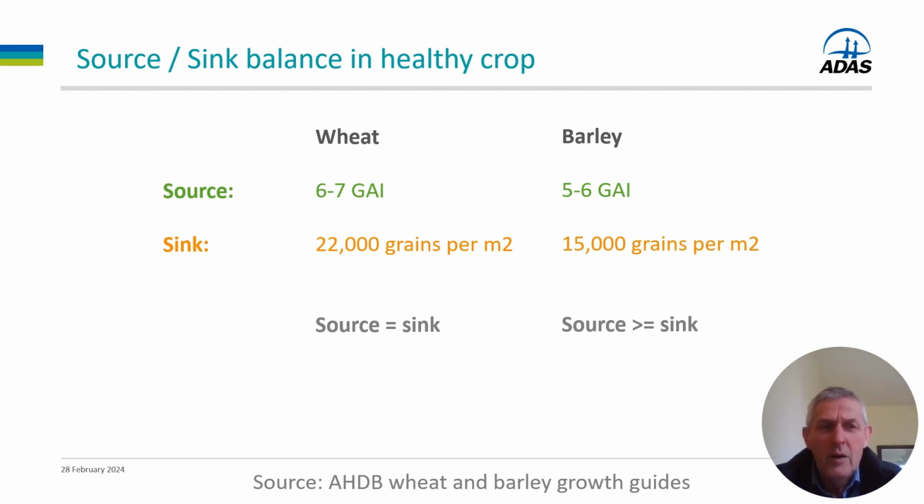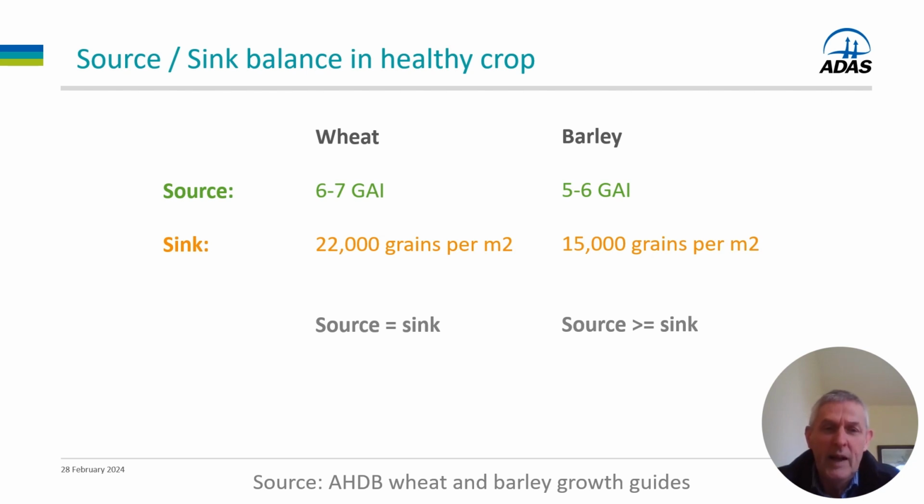If we then look at the effect of those processes on the balance between source and sink, and here we're just thinking about the healthy crop, we haven't really introduced disease yet, and this is data from the wheat and barley growth guides, we can see that the amount of source between wheat and barley in a typical crop is not that much different, but perhaps a bit smaller for barley, although the effect of a difference between 5, 6 or 7 GAI units on interception is not that great. But there is quite a big difference in the sink capacity as measured by the number of grains per metre squared.